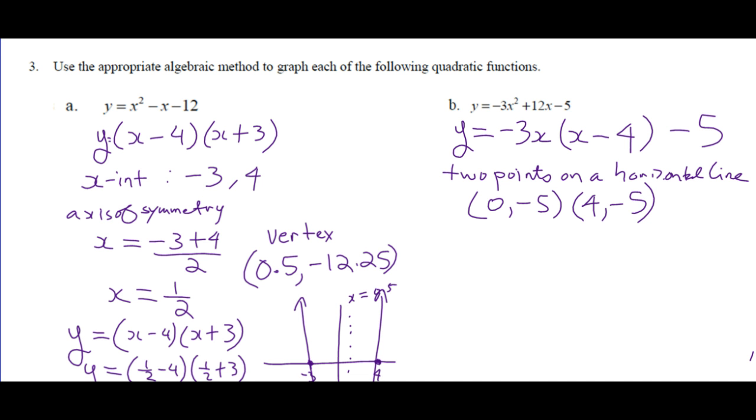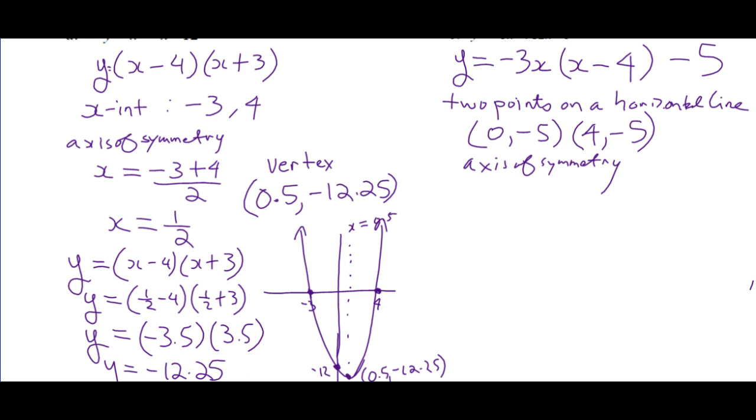Right? Where's the axis of symmetry? Halfway between. So axis of symmetry. So we found 2 points on a horizontal line. If it factors, that horizontal line is the x-axis, right? And those are the x-intercepts. Otherwise, they're not. So x is 0 plus 4 over 2. So x is equal to 2.